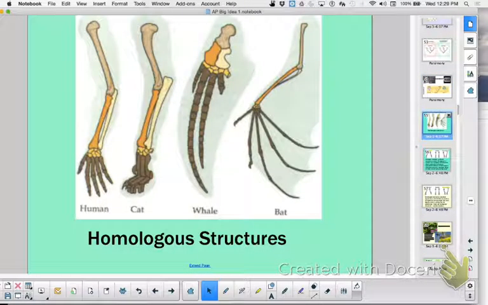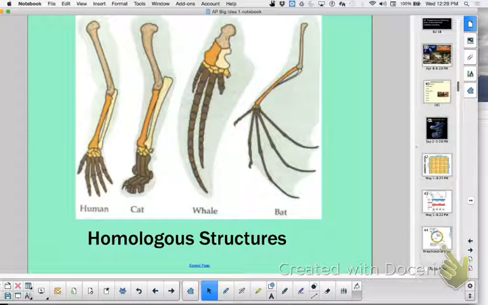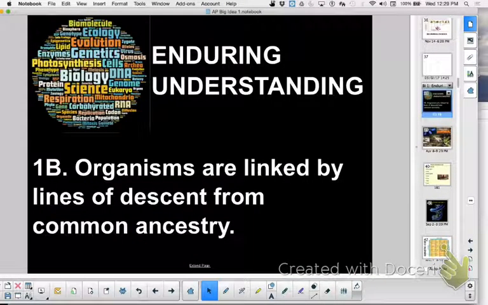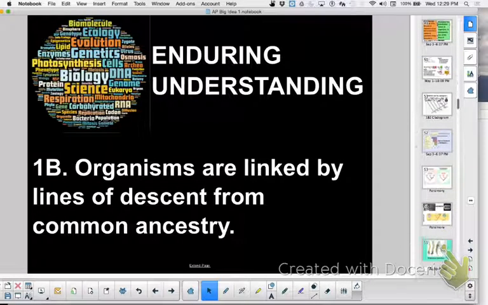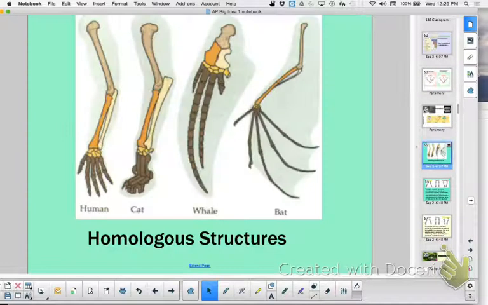All right, let's take a look at this. This is some other characteristics we could look at. Remember, let's go back. I just want to make sure you know where you're at. We're looking at organisms linked by lines of descent from common ancestry. This is all that we're supporting, the similarity. So here, where are you? We looked at homologous structures. What are homologous structures? Put it in your own words.